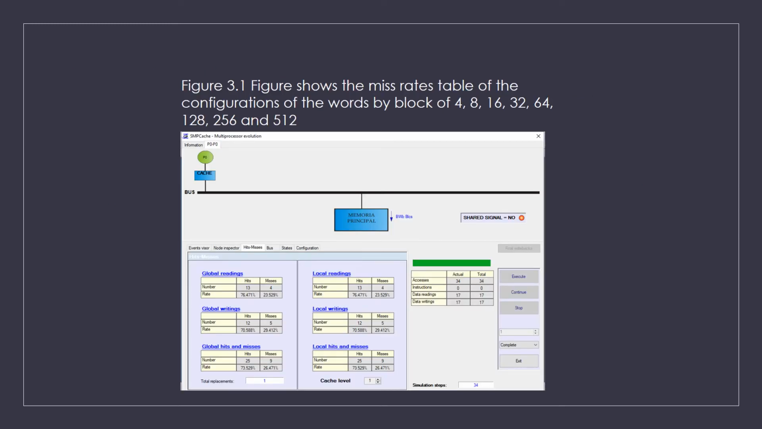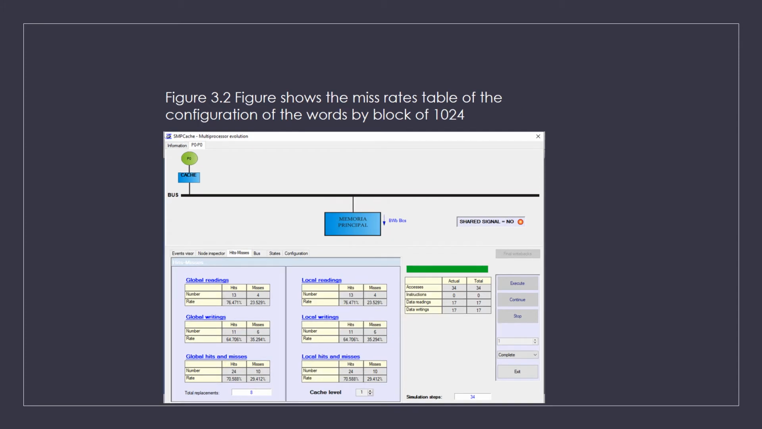This figure is the screenshot that I took, which shows the miss rate of the configurations of the words by block from 4 to 512. This is because during the project we found that the miss rates for these configurations of the words by block remain totally the same. As we can see, the global miss is equal to 26.471%.